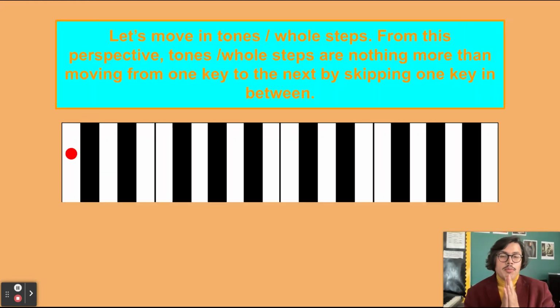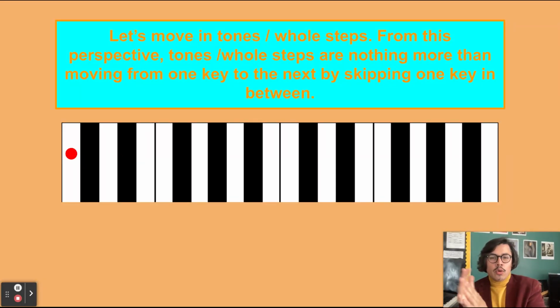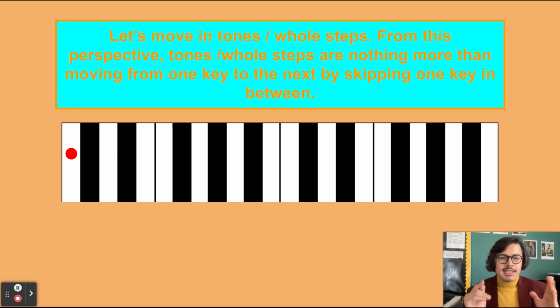So, going back to pretending that the keyboard doesn't have the bottom half, we're going to move in tones or whole steps. Now, from this perspective, tones or whole steps are nothing more than moving from one key to the next by skipping one key in between. So let's see, we have a white note. We're going to skip the black note and go to the next white note. Now we're going to skip the next black note and go to the white note. Now here we're going to skip the white key because it's not the very next key. I mean, it's the very next key, and we're not going to play that. We're going to play the key after that, which is the black key.